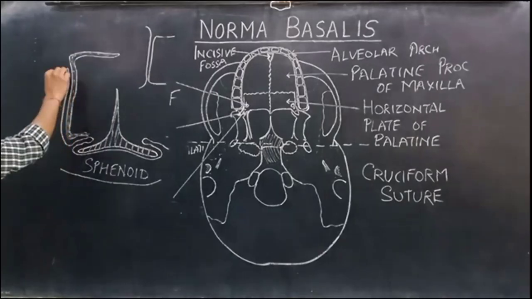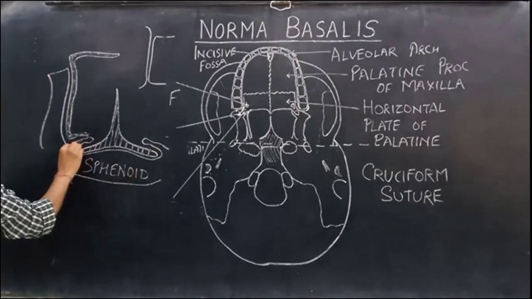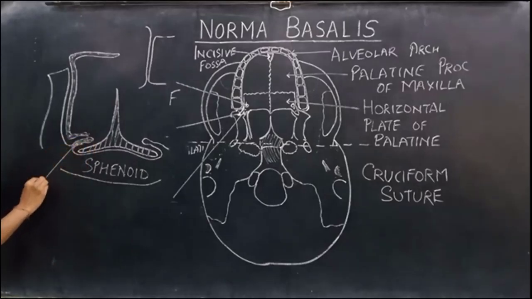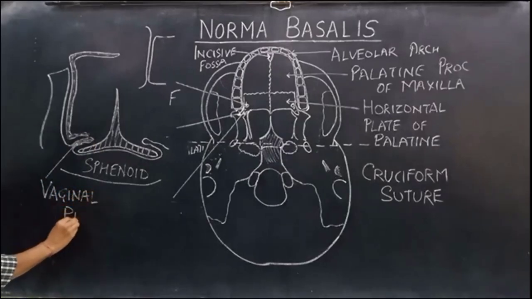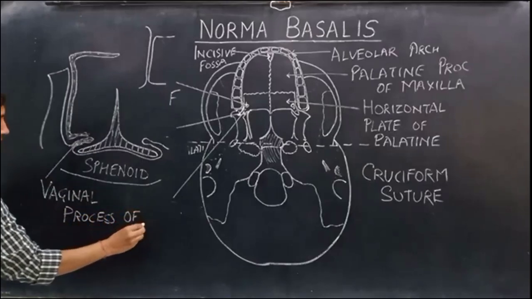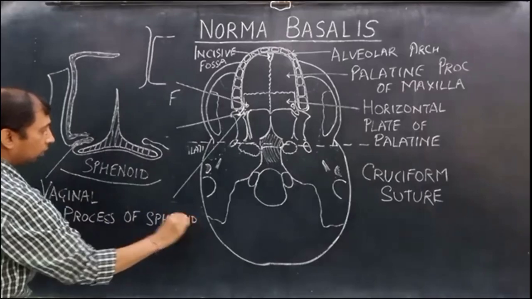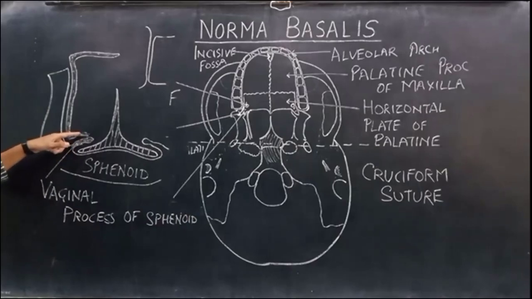Why? Because this projection of the bone, which is actually a part of the sphenoid bone, this projection here, is known as the vaginal process. Vaginal process of which bone? Sphenoid. Okay, so you can see the vaginal process is adjoining the palatine bone on one side and it is adjoining the vomer, or the wing of the vomer, on the other side.